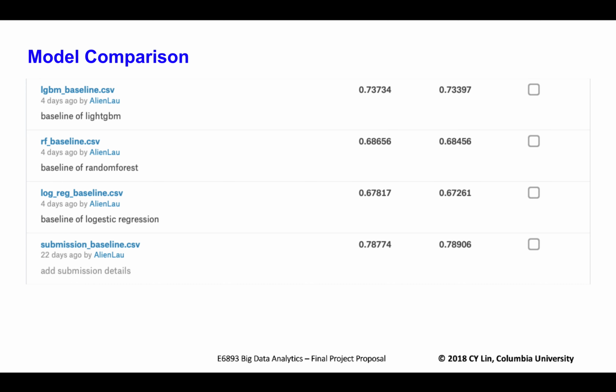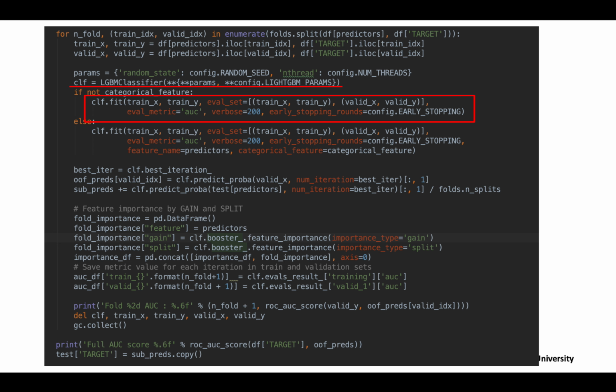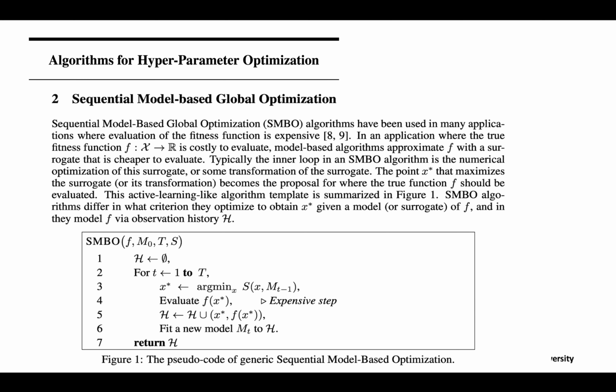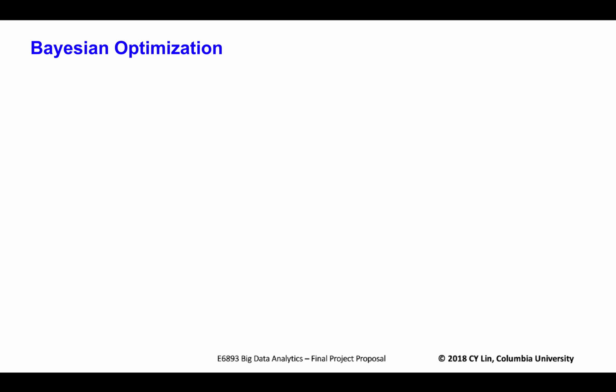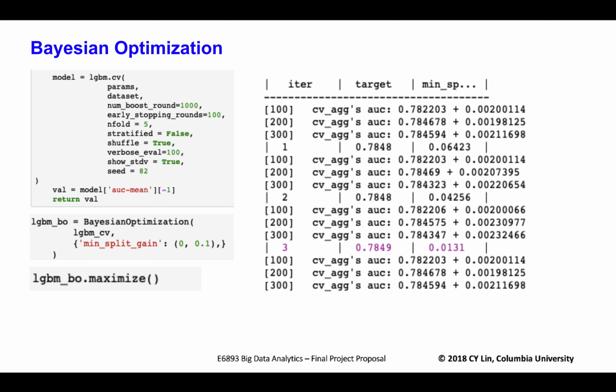Next, we did some model selection based on some baseline models. From the plot, we can see that LightGBM performs better than other models. So we will use LightGBM as our model. Next, we feed our data into the model and used five-fold cross-validation to estimate the test error. Then we optimize our model hyperparameters using sequential model-based global optimization, which is also called Bayesian optimization.